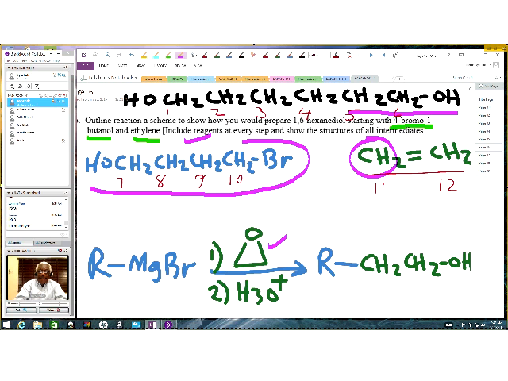Now, if we say we want to make a Grignard reagent from this starting material here, if we say we want to make a Grignard reagent from that, you cannot make a Grignard reagent when you have a hydroxy group in the same molecule. You cannot do that. So therefore, before we can make that Grignard reagent and then react the Grignard reagent with the ethylene oxide, which is this here, we have to protect the hydroxy group. Okay? That is why I say this is a question that is more complex than it seems.